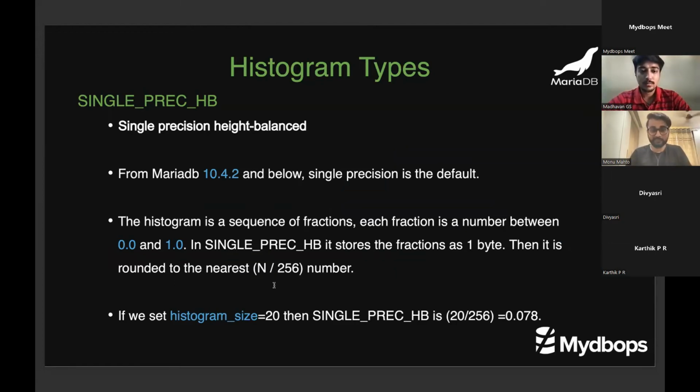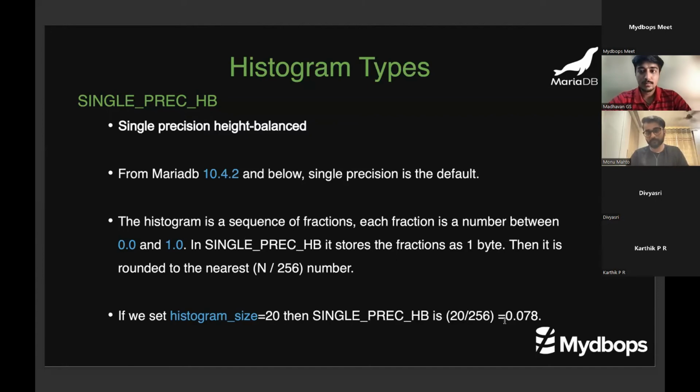And then it gives us the rounded number. Suppose we have histogram size 20. I will come to the slide and explain what histogram size is. For now, histogram size defines the number of buckets that will be created by the histogram. If we have 20, then 20 buckets or bins will be created by the single precision height balanced histogram. So if we have 20, it will be rounded off to 20 by 256, because the histogram value lies between 0 to 255.